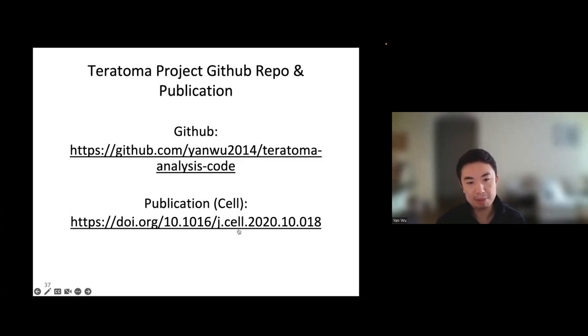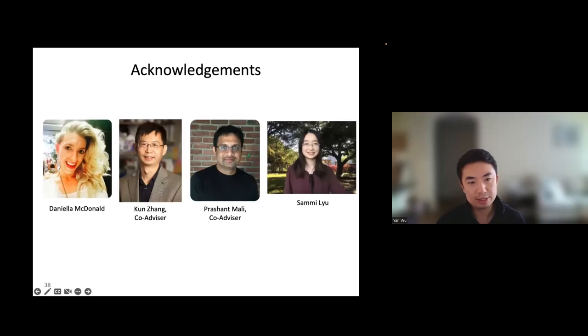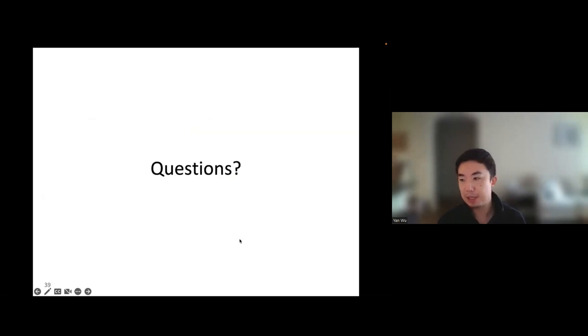So the publication and all the analysis are listed here. And these are all the people that are working on the project. Sammy is a grad student who's also co-advised with Kuhn and Prashant, who's furthering this teratoma work and looking at time series trajectories of teratoma development and how those stack up with human fetal development. So happy to take any questions.